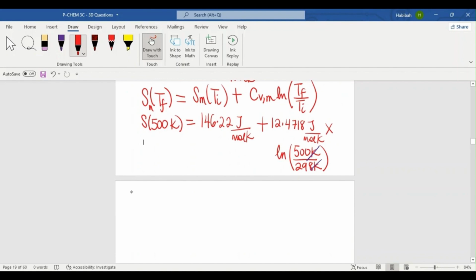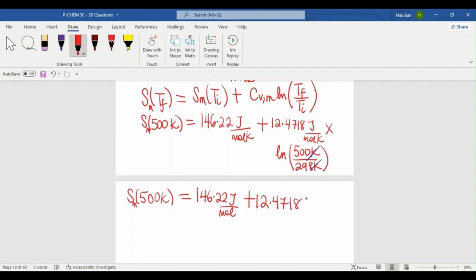So we have S500, or molar heat. You can write SM, you can write S. Just make sure you understand that what SM or S signifies is the molar entropy. So this S500 is simply 146.22 joule per mole Kelvin, plus 12.4718 joule per mole Kelvin times ln 500 divided by 298, which is simply 1.67785. So there's that, times that.